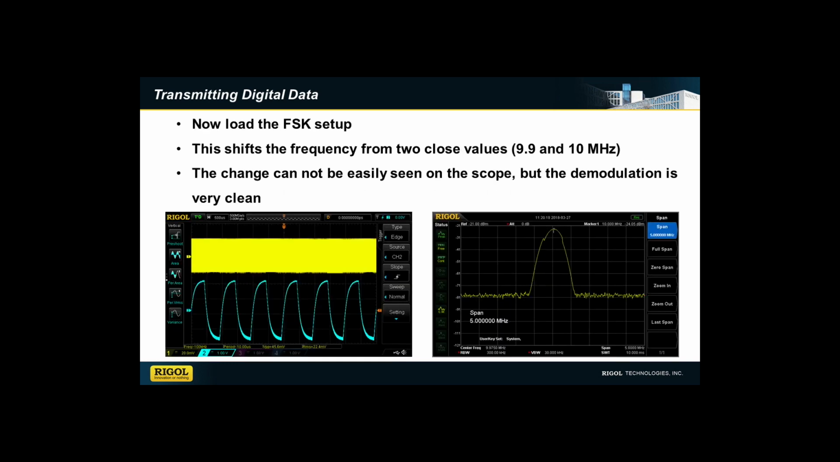Here, we see the frequency shift key, where now on the oscilloscope you really can't see the difference in frequency because the two frequencies, in this case 9.9 and 10 megahertz, are just too close together to easily identify. However, the spectrum analyzer, as you can see, is easily able to demodulate it and separate those two values to give you a clean demodulation.